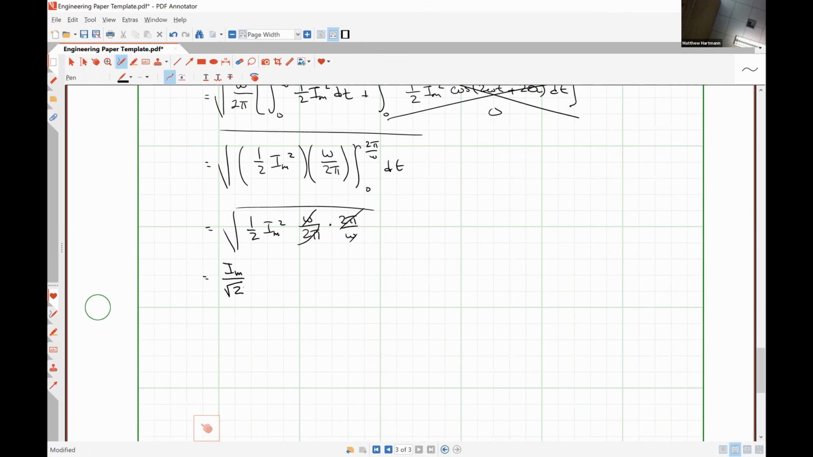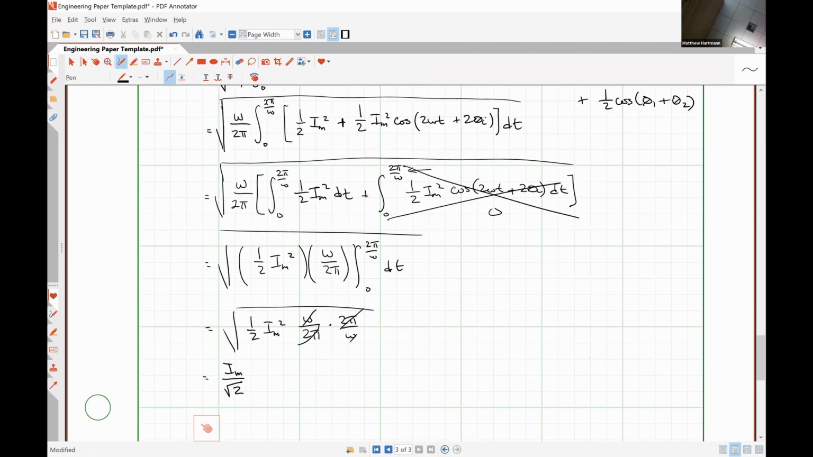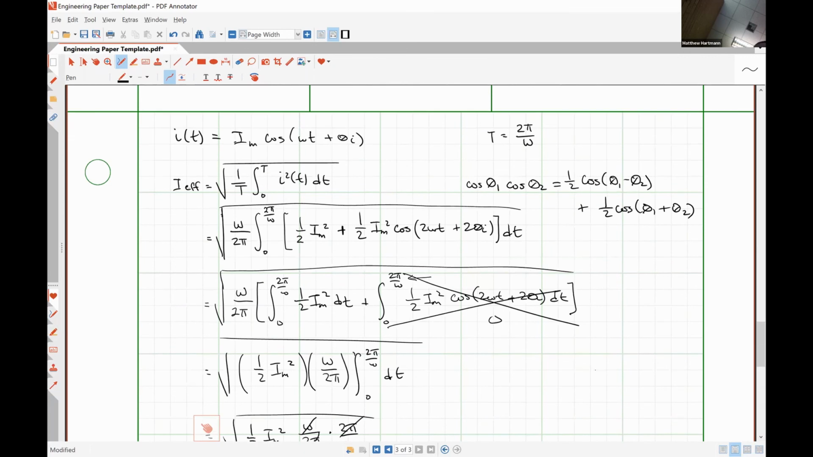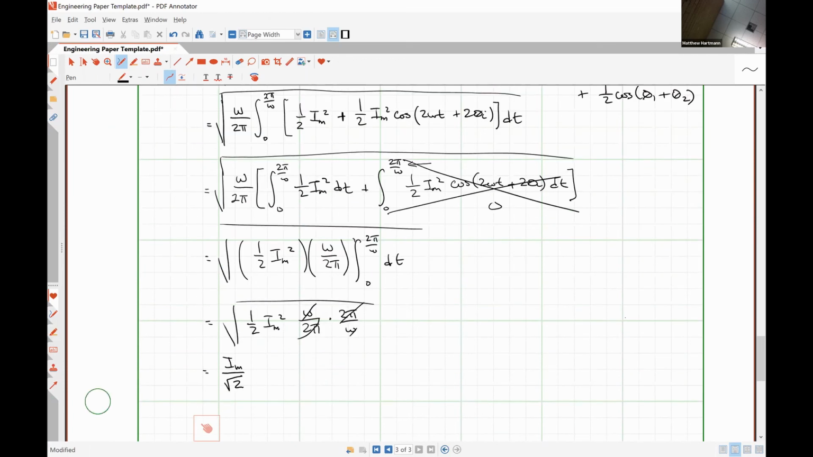So the effective value for our sinusoidal current in this case is simply the magnitude of the sinusoid divided by the square root of 2. Now, notice our current waveform had a specific frequency and a specific phase angle, and our effective value is independent of those. So we can say that for any sinusoidal voltage or current, the effective value of that sinusoid is simply the magnitude divided by the square root of 2.